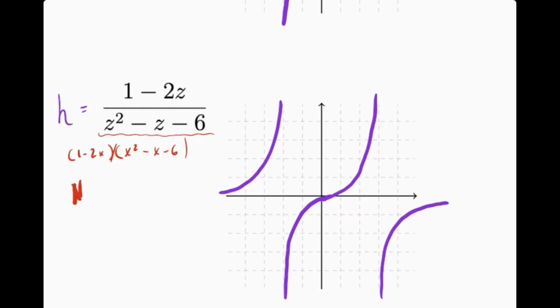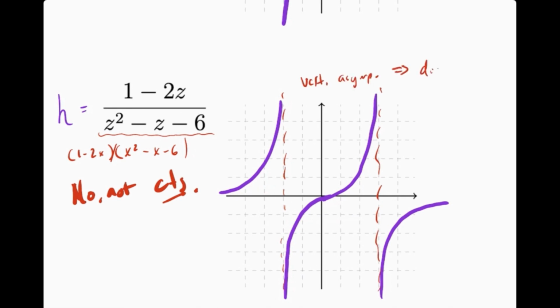This is not continuous. Why? What do we see about the function that makes it not be continuous? Well, I've got a vertical asymptote here, right? And I've got two of them. I've got two vertical asymptotes, right? And the presence of even one vertical asymptote implies discontinuous.